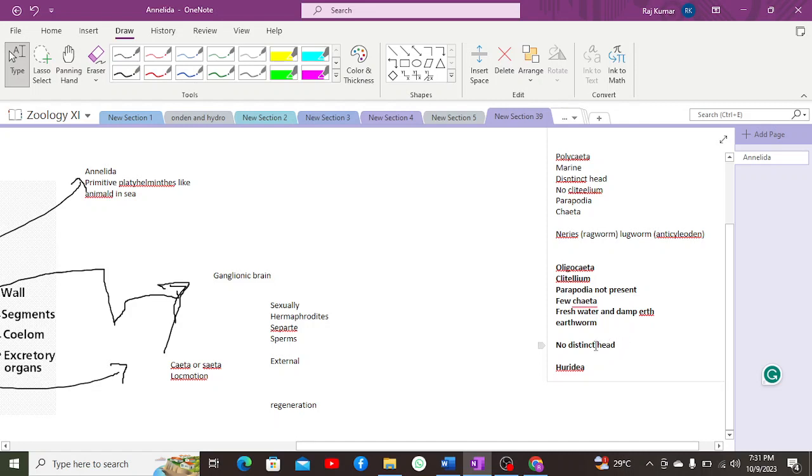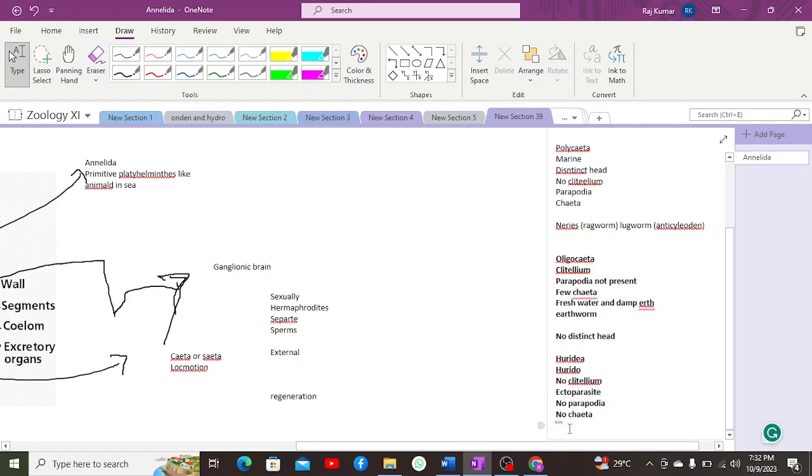Then there is another class, Hirudinea. Hirudinea includes all of the leeches, including Hirudo, the most common one found. They do not have a clitellum. They act as ectoparasites. They do not have parapodia, no chaetae, no clitellum, no parapodia, no chaetae. They are ectoparasites.